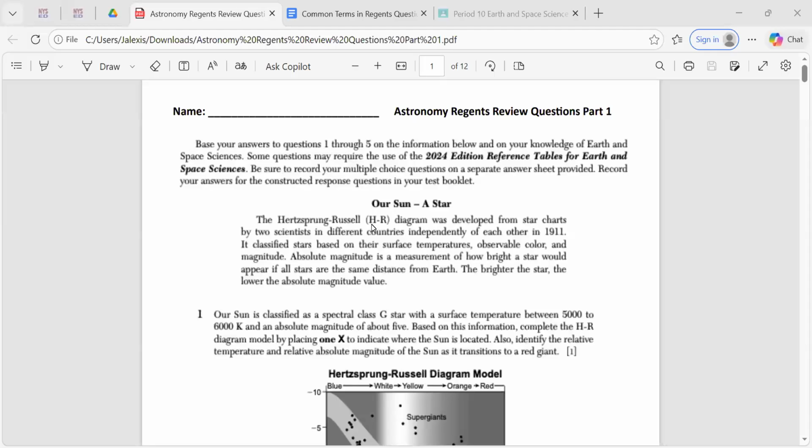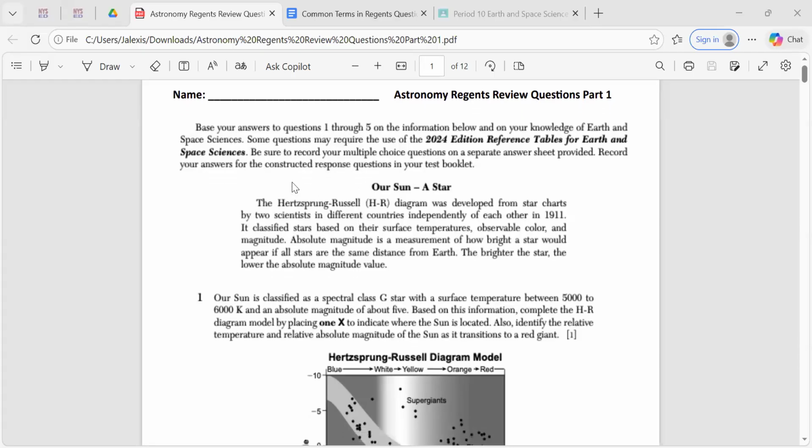All right, everybody. So we're going to start with the Astronomy Regents Review Questions Part 1. This is just based on some old Regents questions for the new Earth and Space Science Regents. So it says, base your answers to questions 1 through 5 on the information below and on your knowledge of Earth and Space Science.